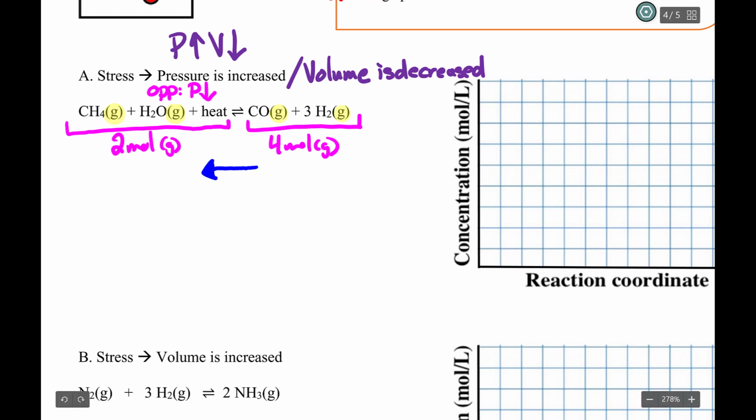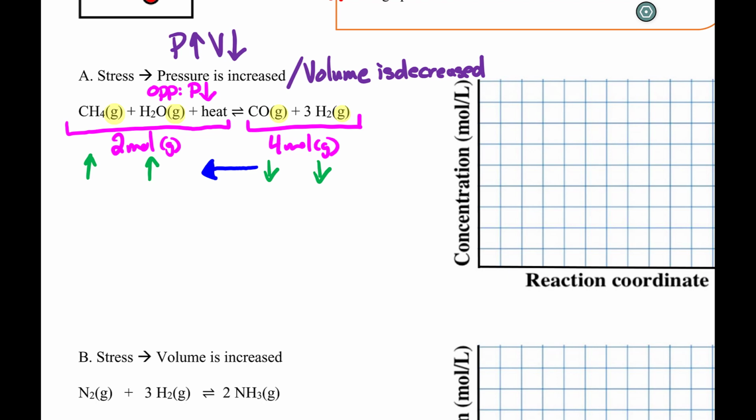In doing so, I will increase the concentration of these two while consuming 4 moles of these two. Whatever side I shift towards, those concentrations go up. Whatever side I shift away from, those ones go down. Now, I cannot put a red arrow on this scenario because a volume isn't part of the chemical equation.